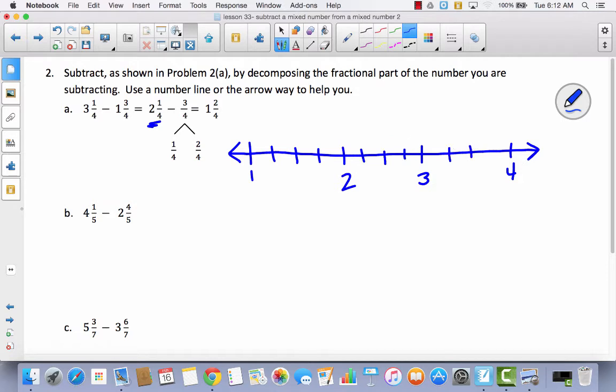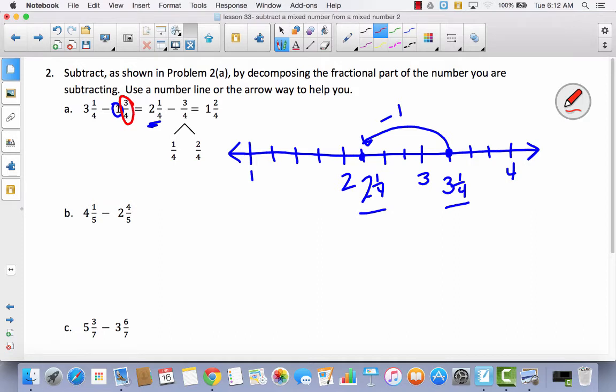Okay, so I'm beginning at 3 1/4. So I'm beginning right here. 3 and 1/4. And the first thing we did was we just took away the whole number. So we just went back one whole like this. So when you subtract 1, that's going to take you to 2 and 1/4. Okay, we were at 3 and 1/4. Now we're at 2 and 1/4. Okay, now I still have to take away this 3/4.